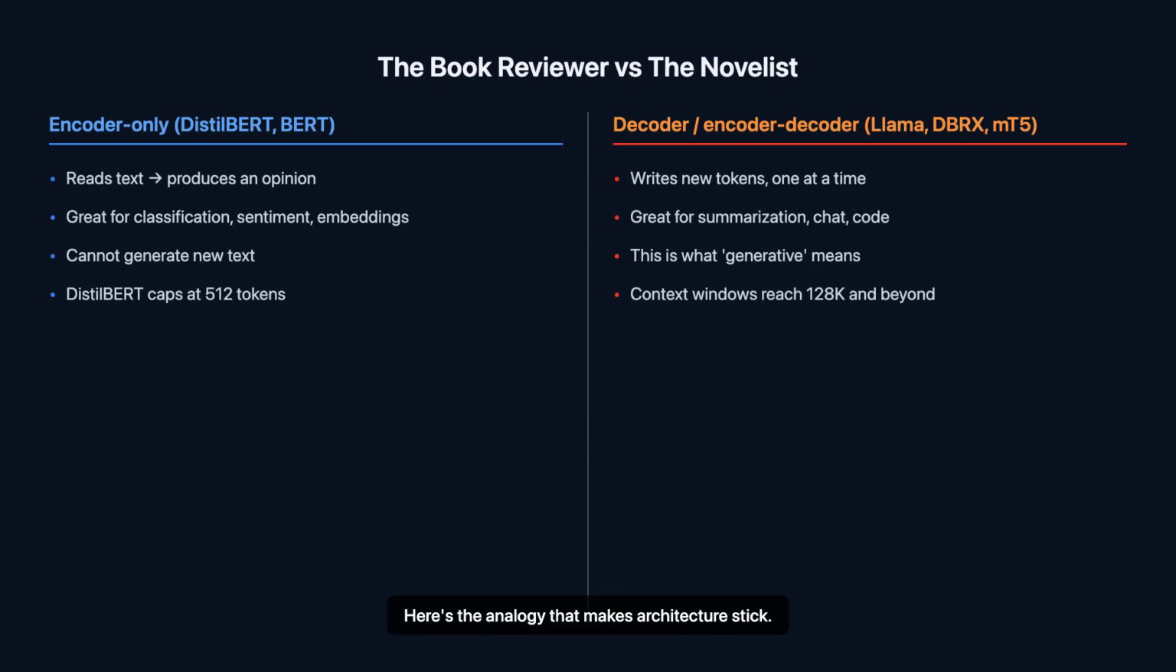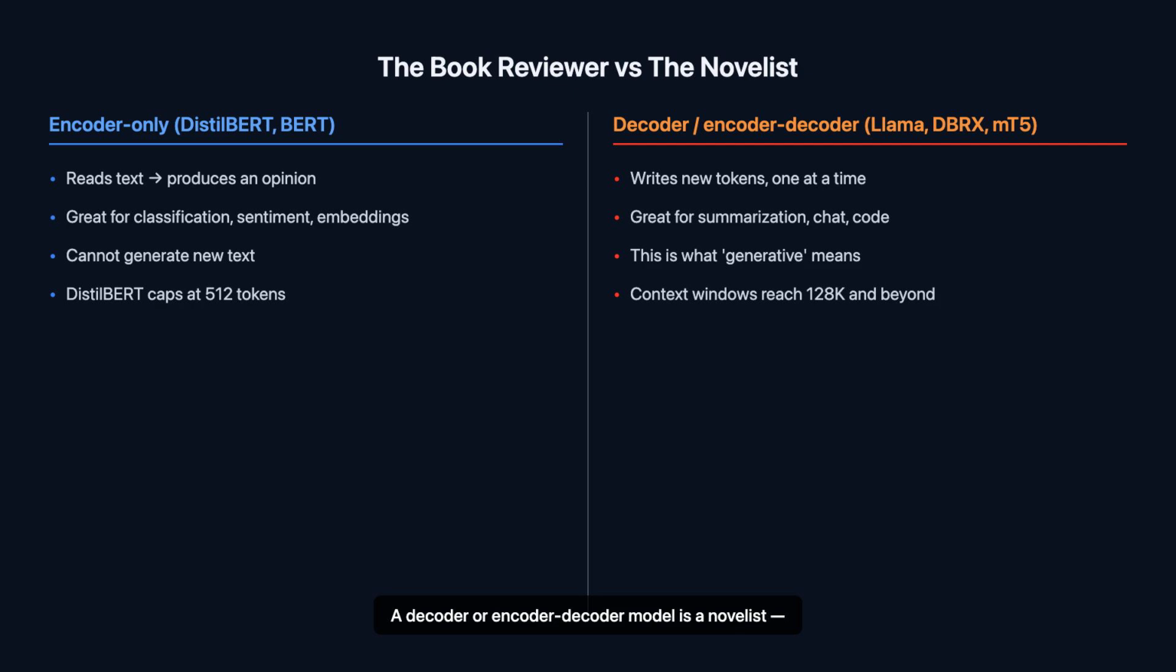Here's the analogy that makes architecture stick. An encoder-only model is a book reviewer. It reads a passage and produces an opinion about it. That's classification, sentiment, and embeddings. It cannot generate new text. DistilBERT is the canonical example, and it caps at 512 tokens.